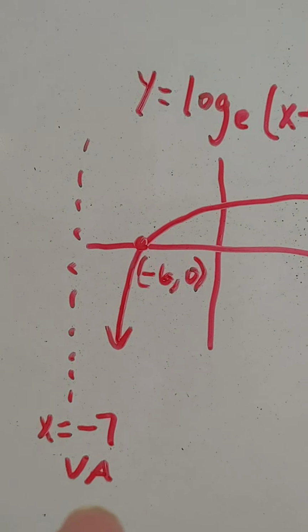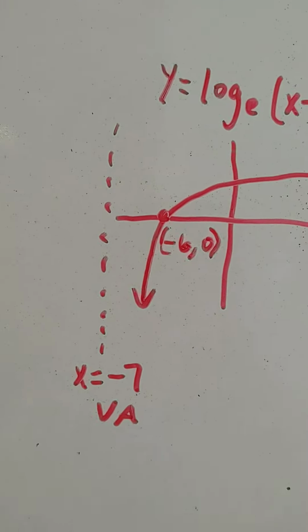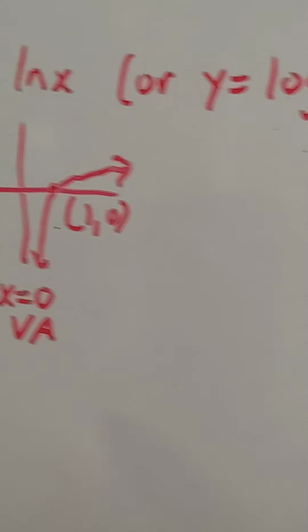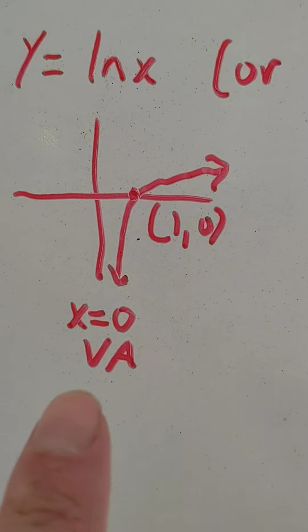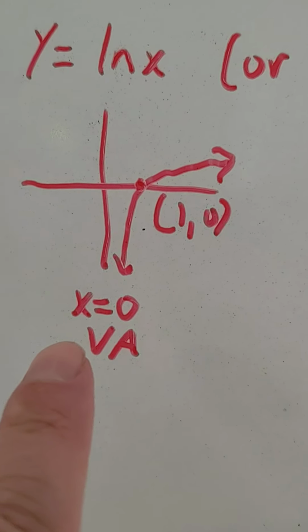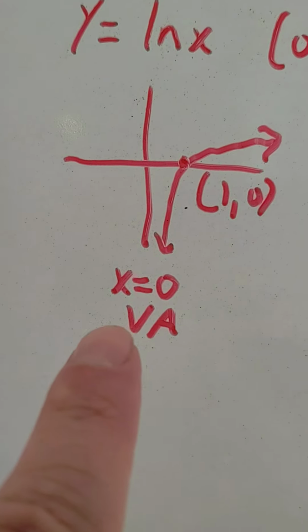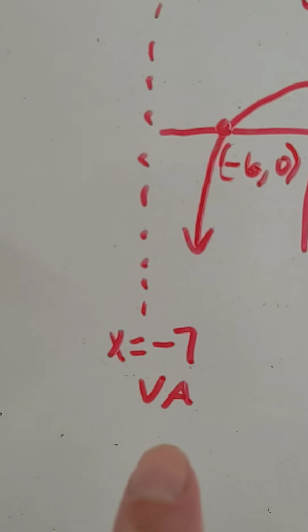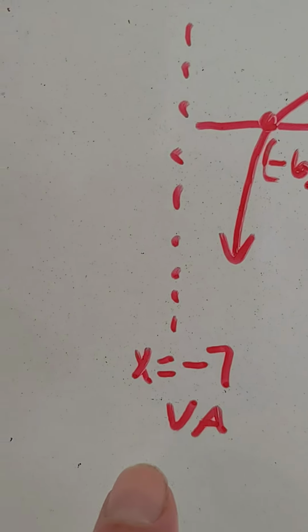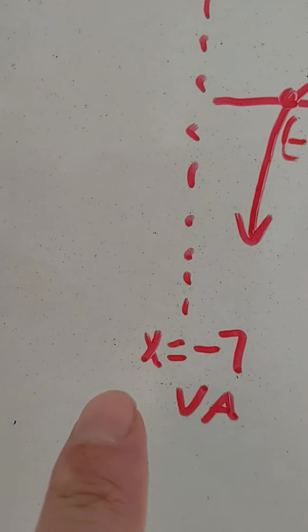And notice the horizontal shift affects a vertical asymptote. So this vertical asymptote was x equals 0. Isn't that an x right there? And horizontal shifts affect x's. So what's 0 minus 7? Negative 7. So that's where that vertical asymptote comes from. Notice a vertical asymptote is an equation of a line, a vertical line.